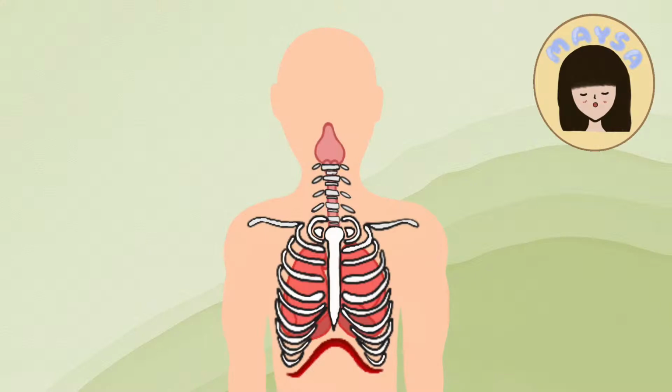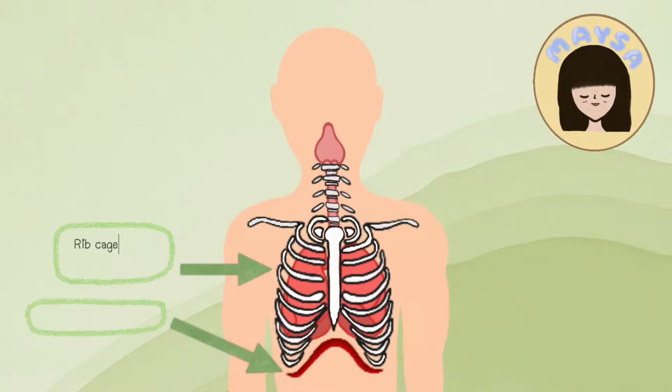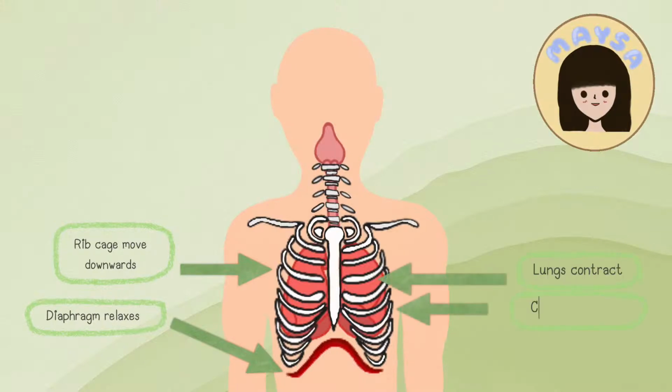We just talked about what happened to our respiratory organs when we inhale. Now we are going to take a look at what happens to our respiratory organs when we exhale. First, the ribcage moves downwards. Then the diaphragm relaxes. Next, the lungs contract, and the last one is the chest contracts.